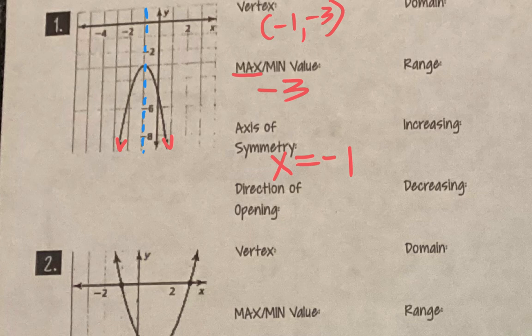Okay, so direction of the opening. Is my graph opening upwards or is it opening downwards? In this case, the arrows are pointing downward. The direction of my opening is down.